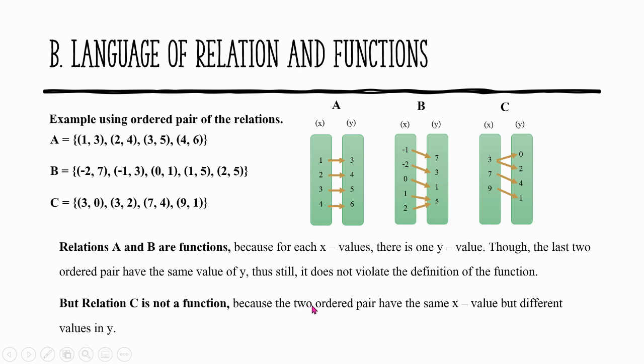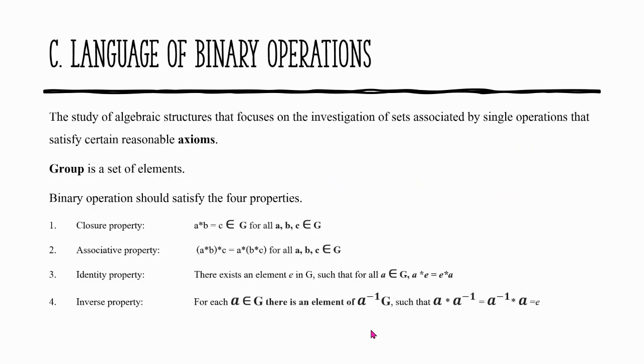Why? Because the two ordered pairs have the same x value. The two ordered pairs here for your y have the same value of your x. It should be that your x contains a value of your y, not the other way around. Clear?